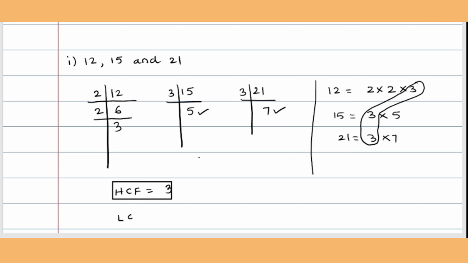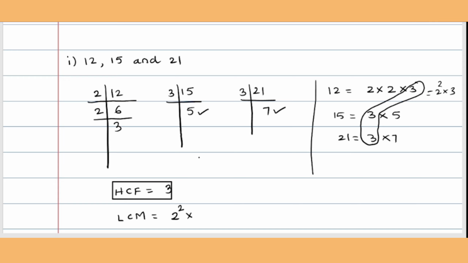Now we have to find the LCM, which is the least common multiple. Take the highest powers of all prime factors. So the highest power, we can write it as 2 power 2 multiplied by 3. In 2 we have the maximum, which is 2 power 2.